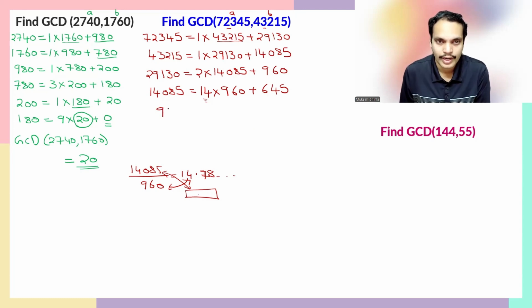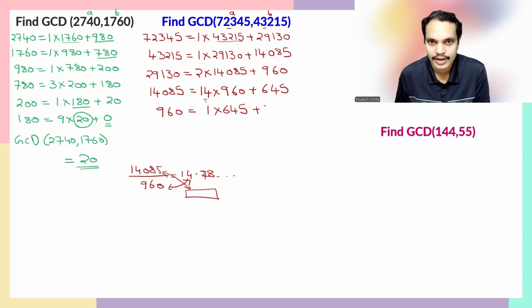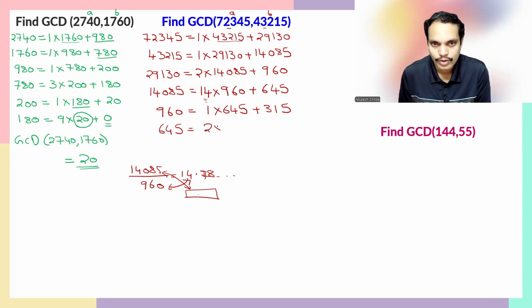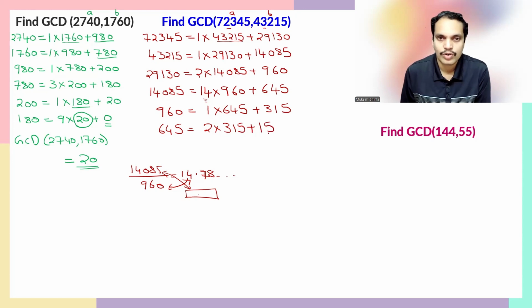So I have to write it down again. 960 can be written as 1 into 645 plus what is the difference between 645 and 960? It is 315. Once again, a non-zero remainder. So I can keep continuing the same process. 645 is equal to, divided by 315, 2 into 315 gives me 630, isn't it? So 645 minus 630 is 15. Once again, a non-zero remainder.